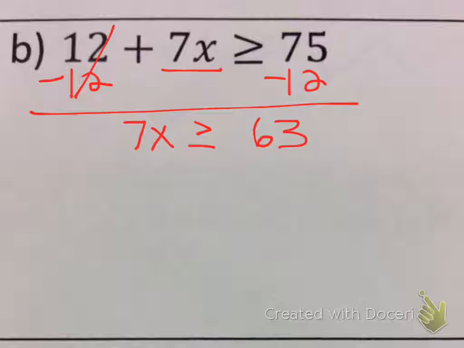Again, still going to isolate that variable. That variable has 7 times x on it. To get rid of multiply, we're going to divide. 7 divided by 7 is 1x. Because I divided by a positive, I get to keep that sign the same way, and then 63 divided by 7 is 9.